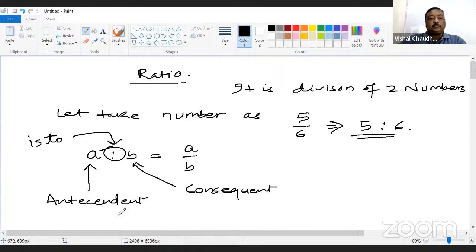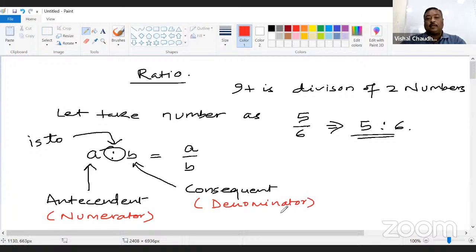Understand? Antecedent gets converted into numerator. Consequent gets converted into denominator. Okay.